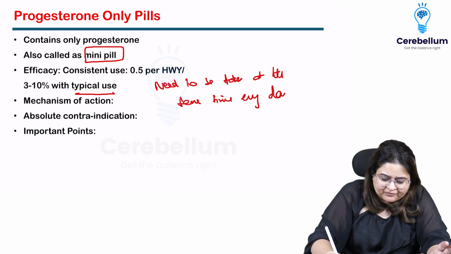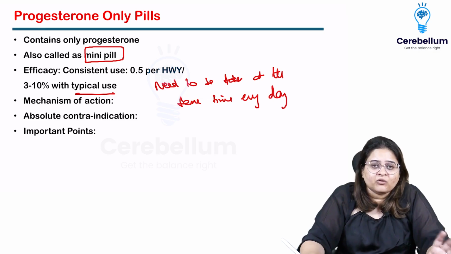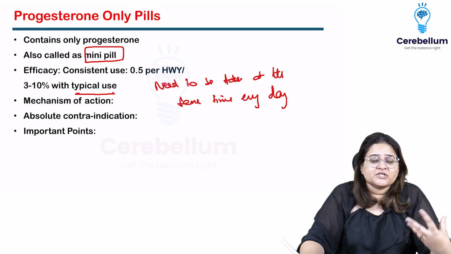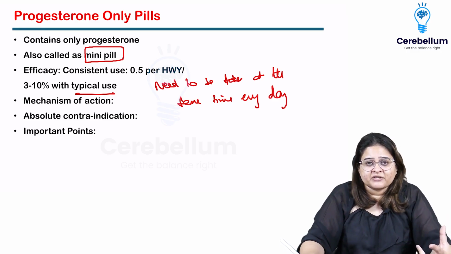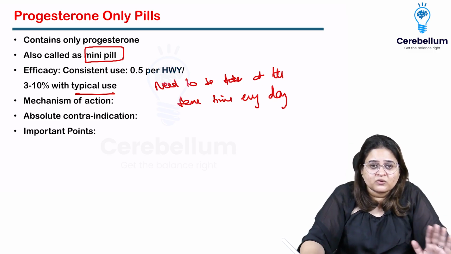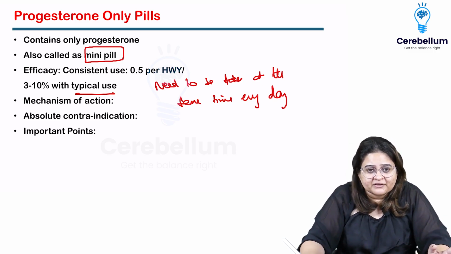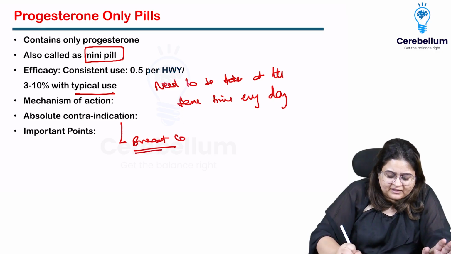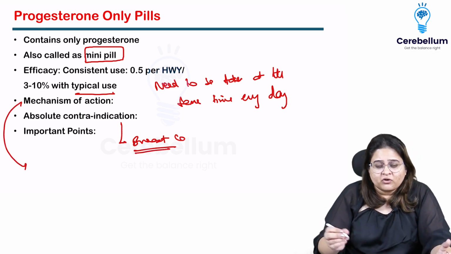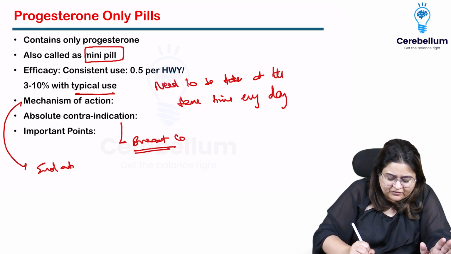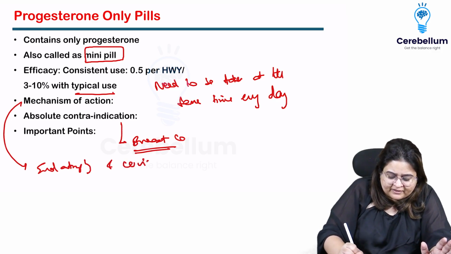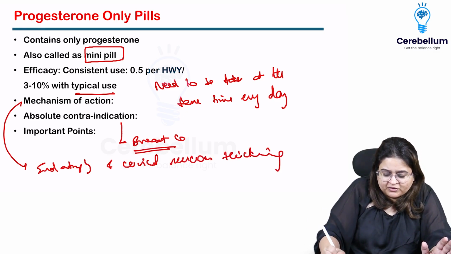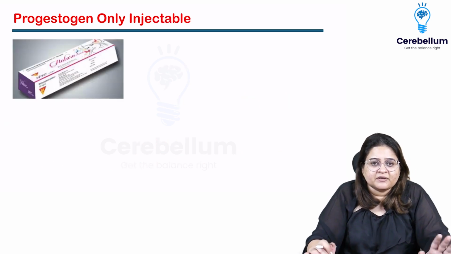Even a gap of 3 or more hours can compromise the efficacy. So she has to fix a time. It's very important to stress that she has to fix a time and take it at the same time every day. They are taken continuously. There is no gap with the progesterone pill. There is no pill-free interval. The only absolute contraindication is breast cancer. The mechanism of action for all progesterone contraceptives is endometrial atrophy and cervical mucus thickening. So important to remember here, same time every day.